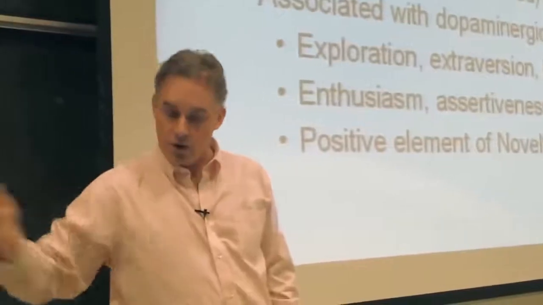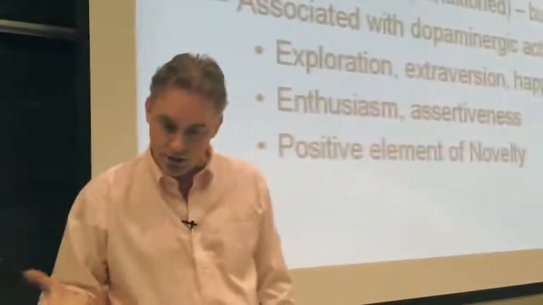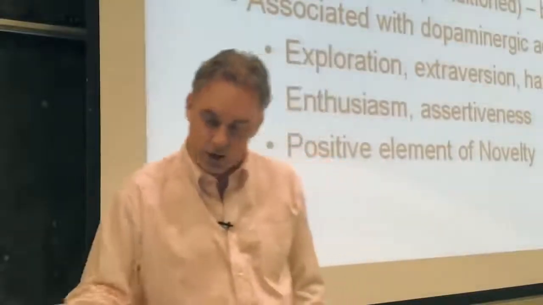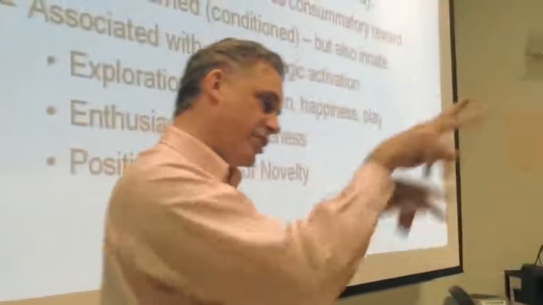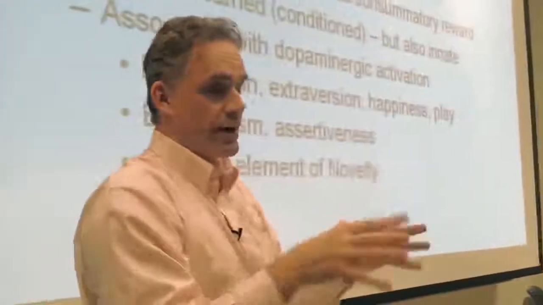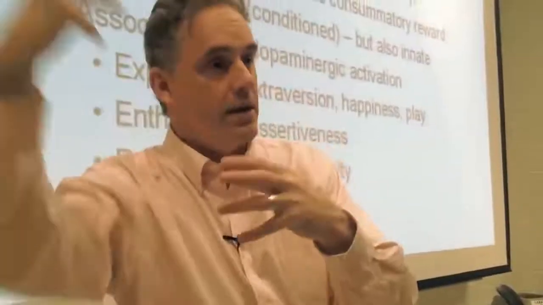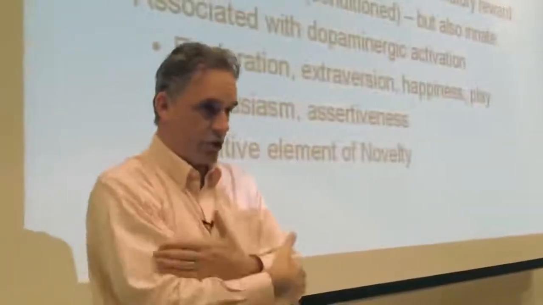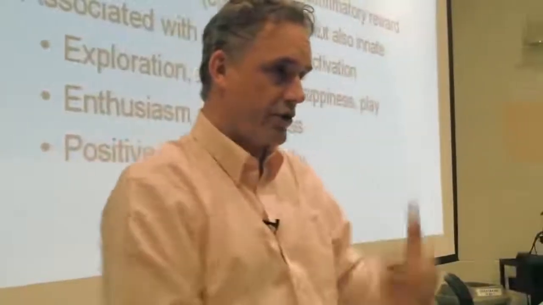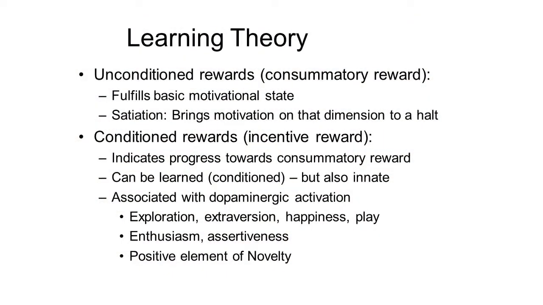Conditioned rewards, or incentive rewards, indicate progress towards a consummatory reward. They can be learned or conditioned, but they can also be innate, and they're associated with dopaminergic activation, the exploration circuit that comes out of the hypothalamus. Half the hypothalamus does goal specification, and the other half does exploration. Again, if you're pursuing an identifiable goal and you fail, you're going to back off, that's negative emotion, and then you're going to start to explore. That's the dopaminergic circuit. What's associated with dopaminergic activation? Exploration, extroversion, happiness, play, enthusiasm, assertiveness, and the positive element of novelty.